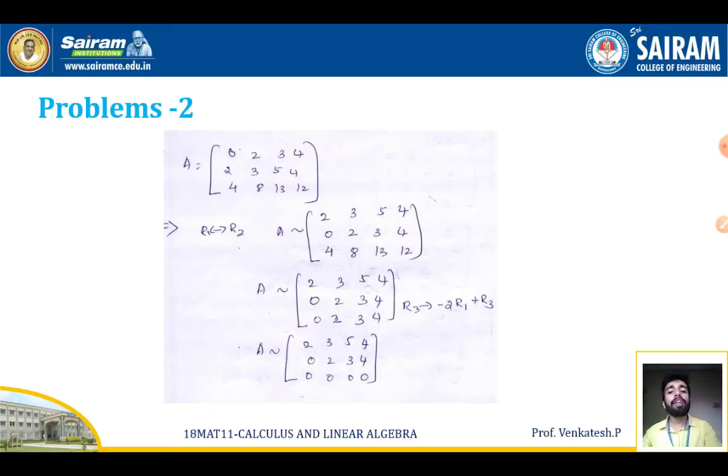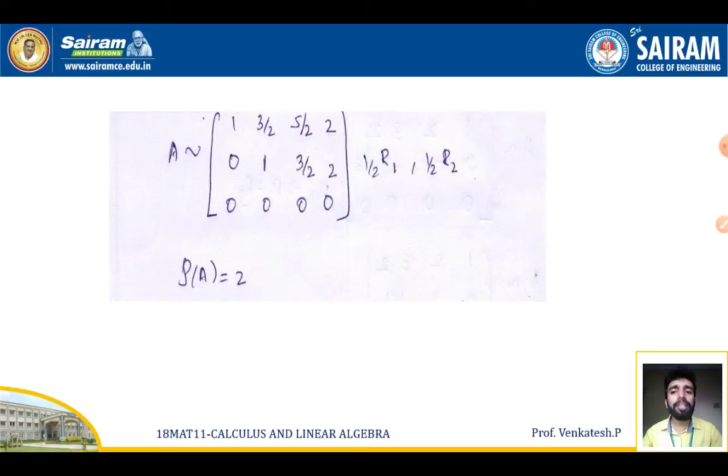Now already the first entry of R2 is 0, so no need to worry here. I want to make only the first entry of R3 0. So R3 implies R3 minus 2 R1. If I multiply this complete row by 2, I'll get 4 here. Subtracting this, I'll get 0. I can keep the rows R1, R2 as they are, 2, 3, 5, 4, 0, 2, 3, 4. I am applying the operation only with respect to the row R3, subtracting 2 times R1 from R3. So I'll get 0, 2, 3, 4. Here the rows R2 and R3 are the same, so I can subtract very easily. To make the complete R3 row 0, I'm going to do R3 implies R3 minus R2. So I'll get 2, 3, 5, 4, 0, 2, 3, 4, 0, 0, 0, 0. I got it.